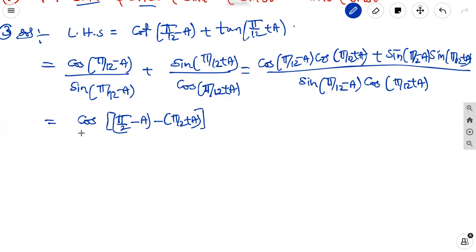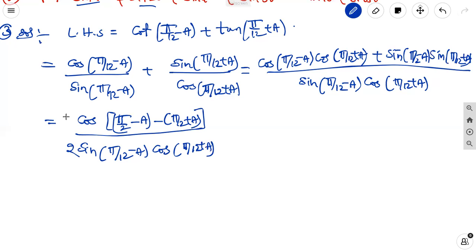Cos of A minus B by sine of pi by 12 minus A into cos of pi by 12 plus A. We want it in the form of 2 sine A cos B. For that we multiply and divide with 2. And 2 cos of, subtract, it's minus pi by 2 minus A. Minus pi by 2 plus A, pi by 2 gets cancelled. Minus A minus A, 2A by pi by 12.